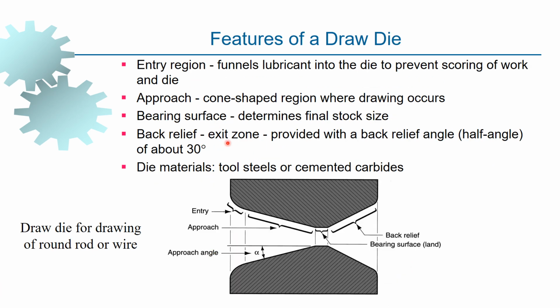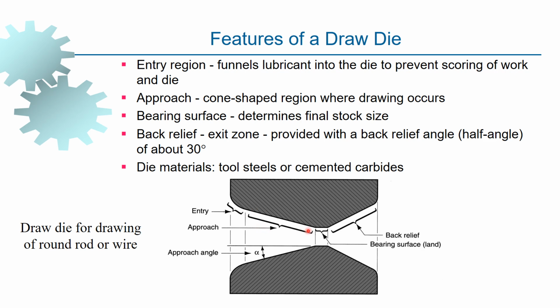Now what are the features of a die? The features of a die are the entry section, then the approach, then we have a bearing surface and a back relief. Entry section means the portion where the material enters the die initially, where friction will be more, so lubricants need to be applied at that point.